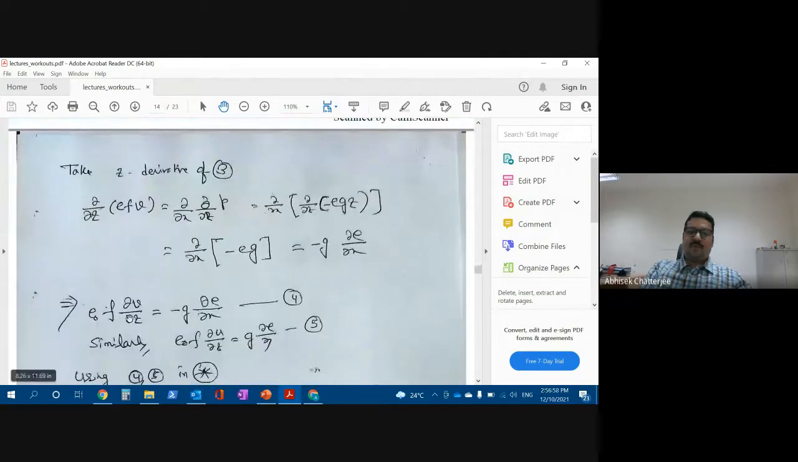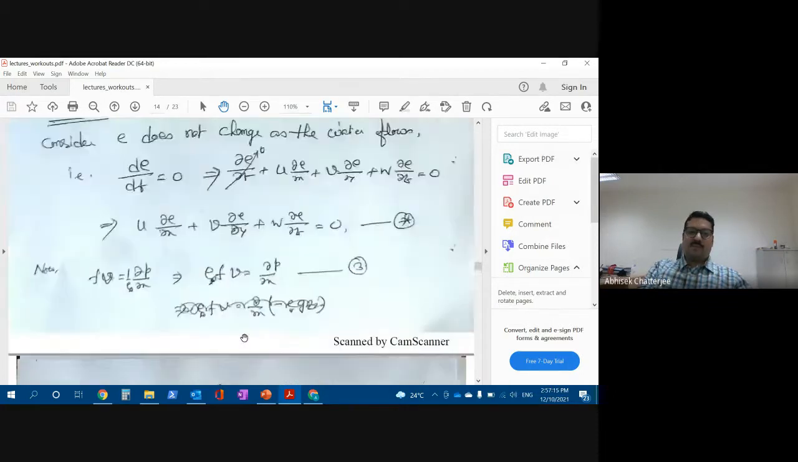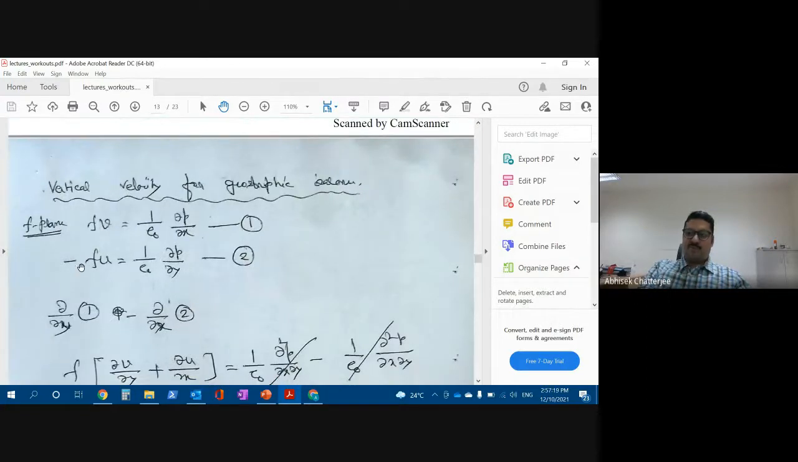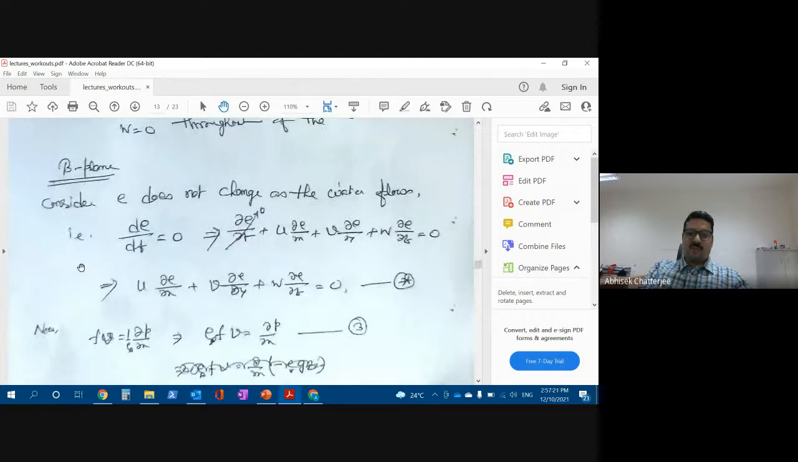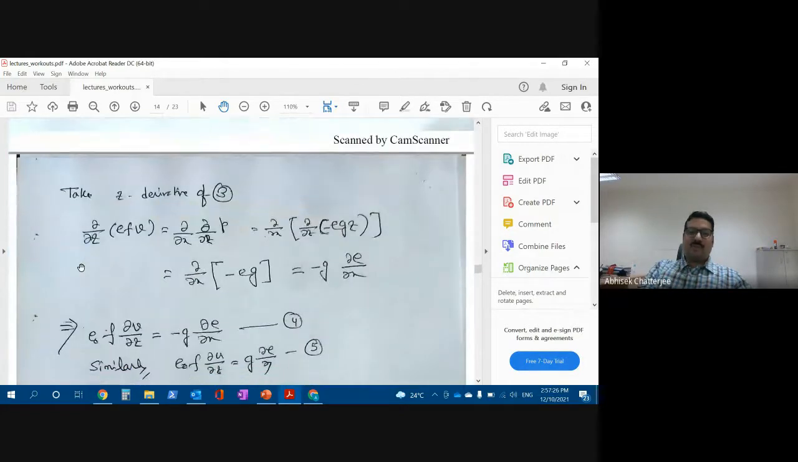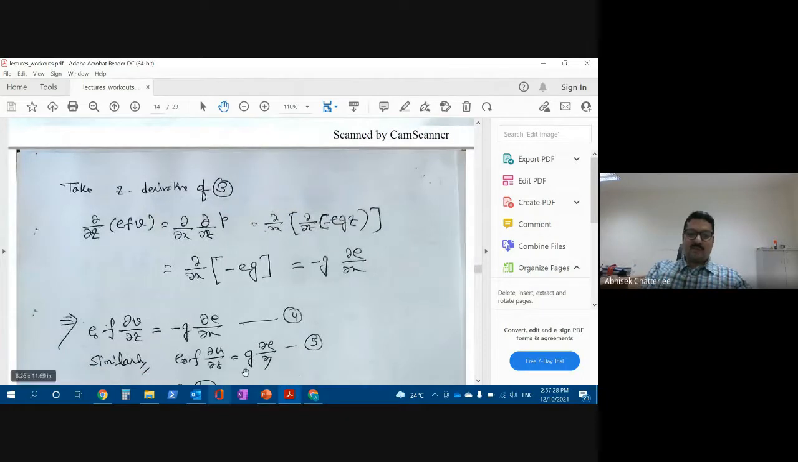So rho naught f del V by del X, this part will give minus g del rho by del X. Now, if you do the same thing for this U equation, you have the same thing, but you don't have that minus sign here, because for the U equation, you already have a minus before. So this minus sign will not be there if you just repeat it. Just try to repeat that and let me know if you get the same equation.